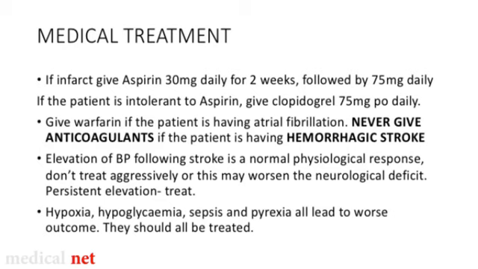Elevated blood pressure following stroke is a normal physiological response, so don't treat aggressively, or this may worsen the neurological deficit. If the blood pressure is persistently high, then treat. Hypoxia, hypoglycemia, sepsis, and pyrexia all lead to worse outcome. They should all be treated. So with hypoxia, we give oxygen, while with hypoglycemia, we give dextrose, D10, D25. With sepsis, we give antibiotics, and with pyrexia, we can give an antipyretic.